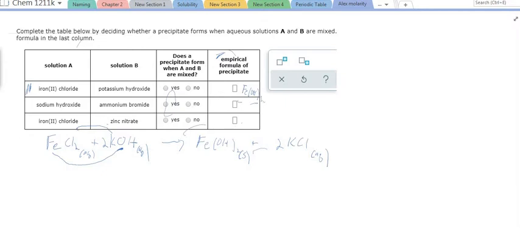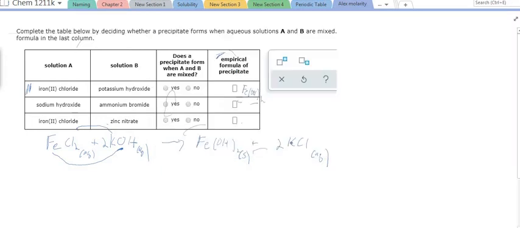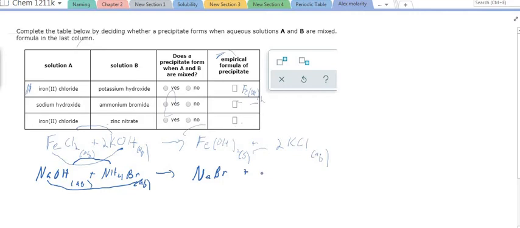Let's tackle the next one here. I'm going to thicken up my pen just a little bit so I can see better. The next one is sodium hydroxide, NaOH, plus ammonium bromide, NH4Br. What is that going to do? These are both aqueous. Let's do what we always do. The sodium is going to go with the bromide, and the ammonium is going to go with the hydroxide. So if I write this out, it would be NaBr plus NH4OH, ammonium hydroxide.